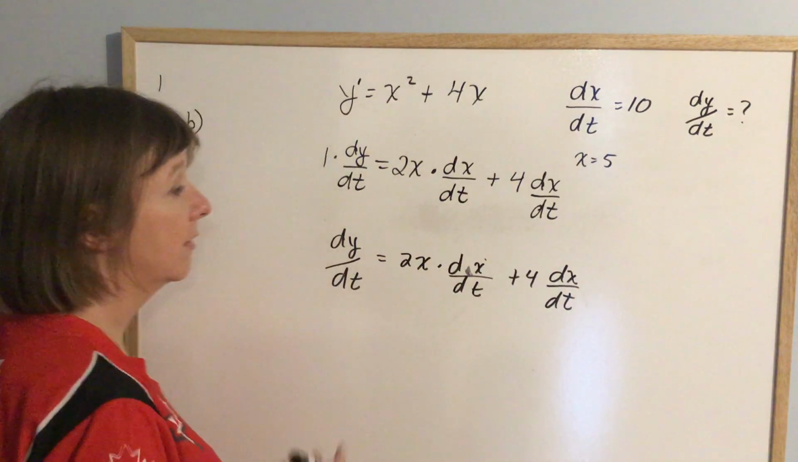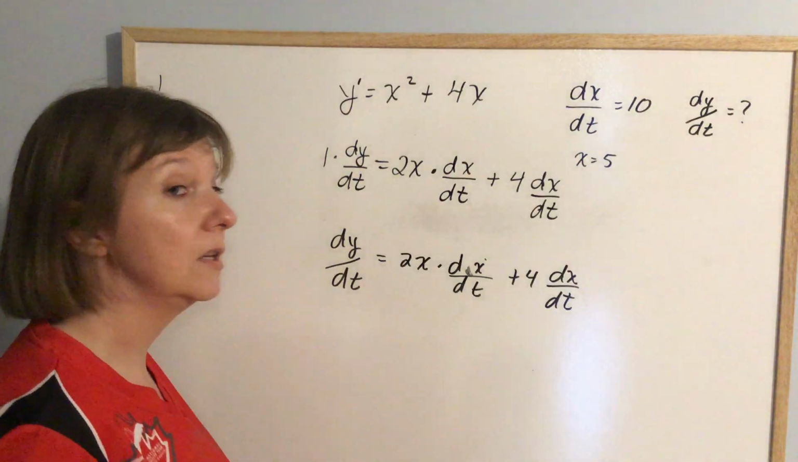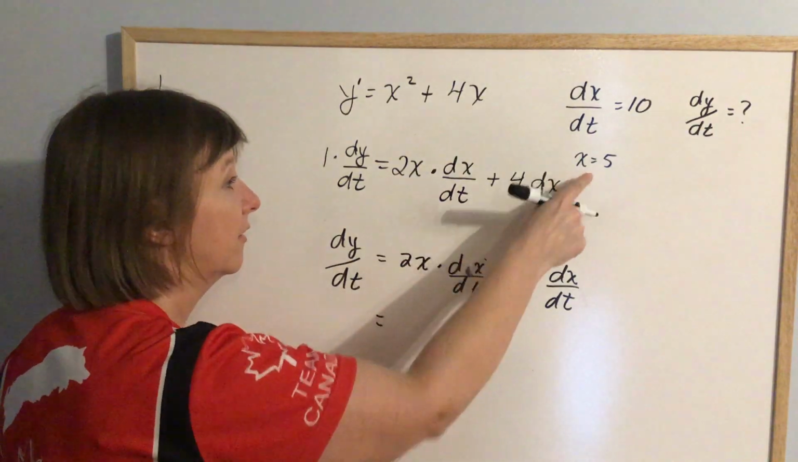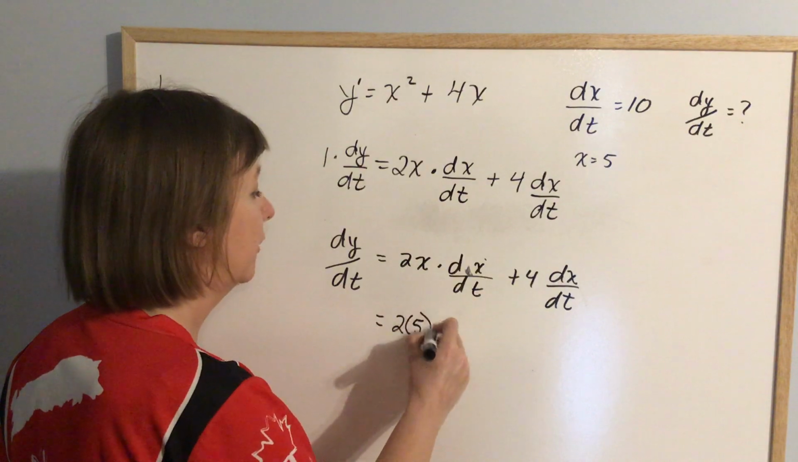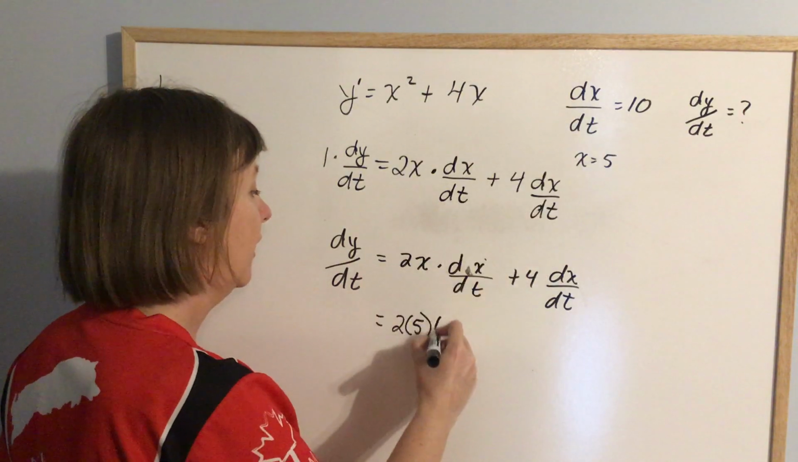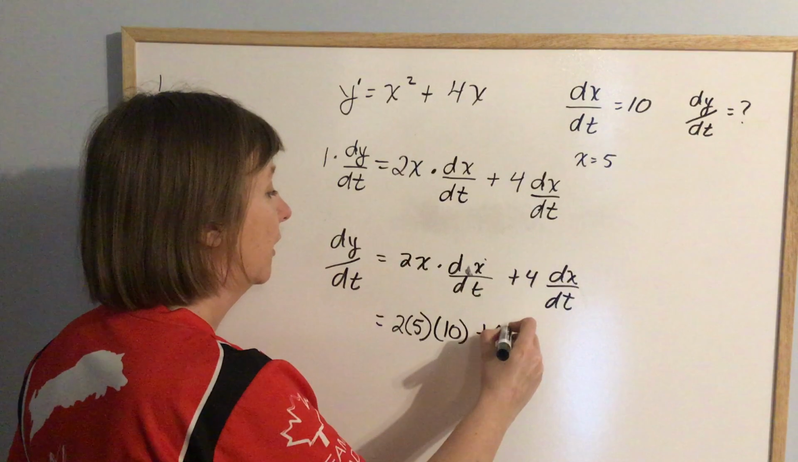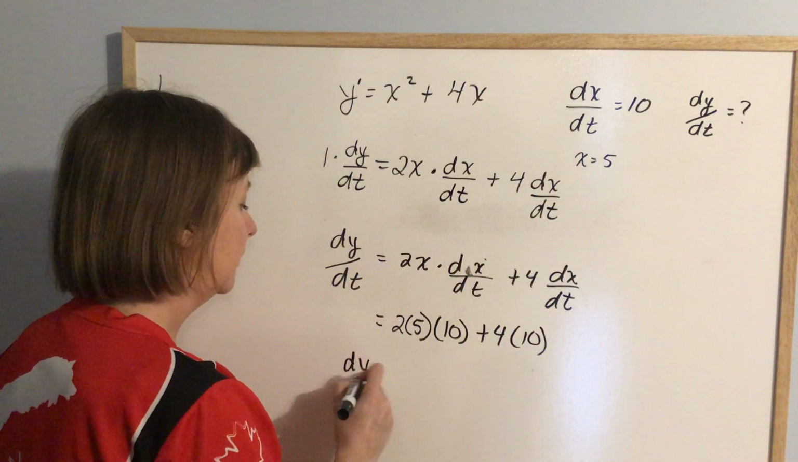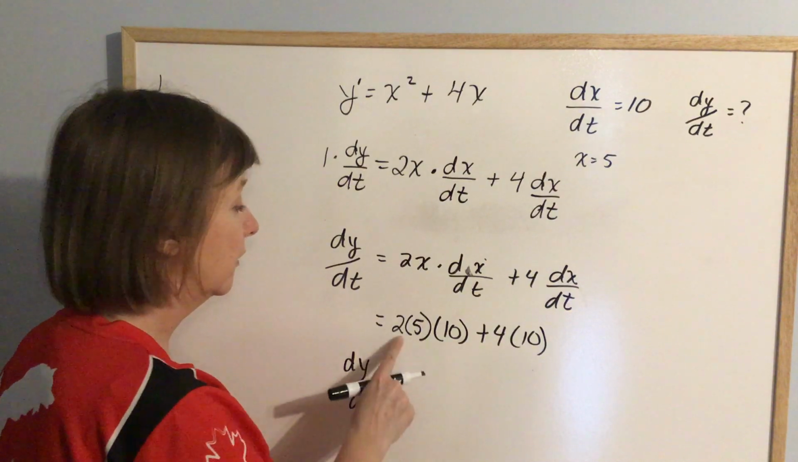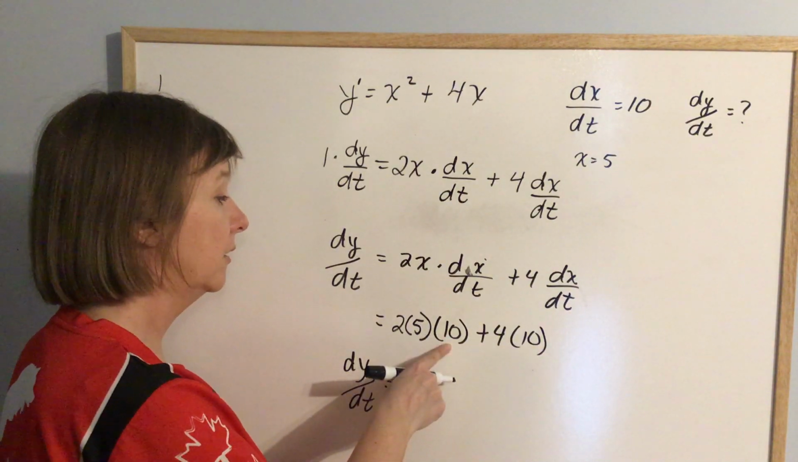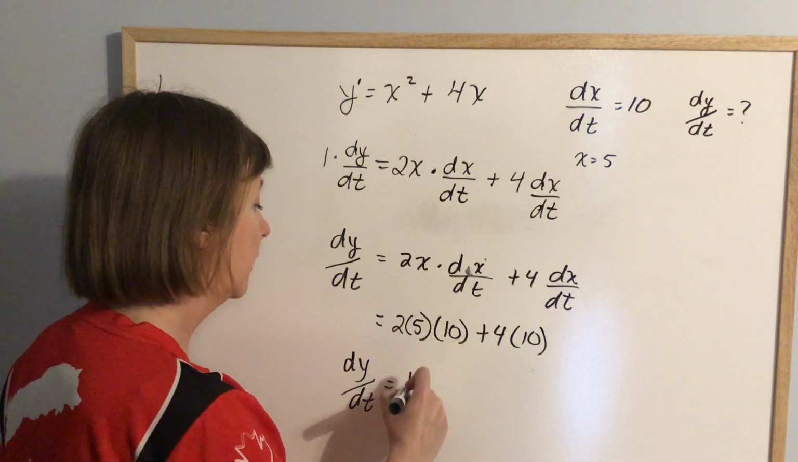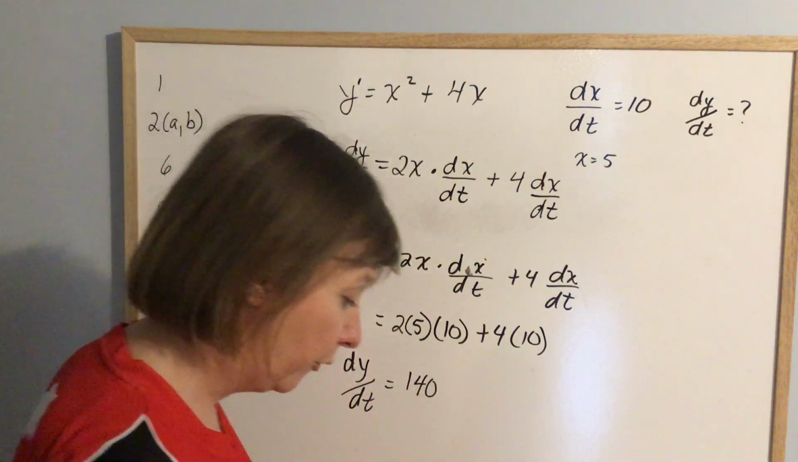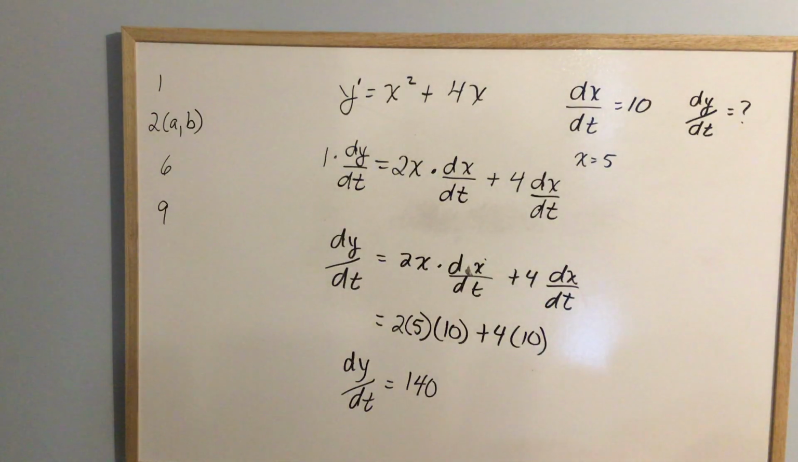Now, back up here, they want us to figure out what dy over dt is if x is 5. So 2 times 5, and dx over dt is 10, so times 10, plus 4 times 10. So dy over dt is 2 times 5 is 10, times 10 is 100, plus 40. It is 140. And I will double check my answer because this is calculus and I am very skilled at screwing it up.